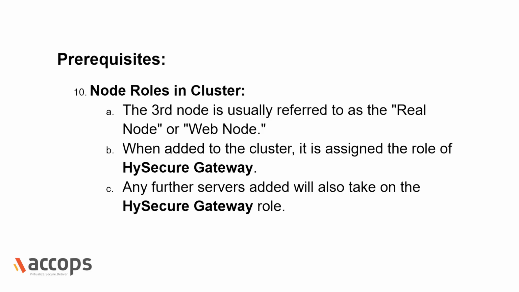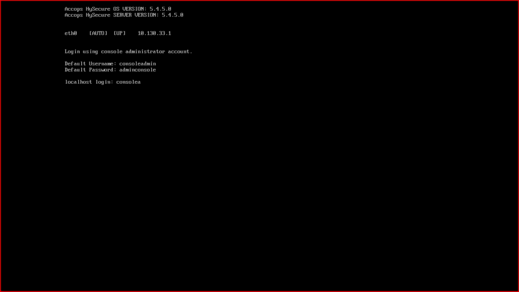In the cluster, the third node is typically called the real node or web node. When added, it assumes the HySecure Gateway role, and any further servers added to the cluster will also take on this role. Open the HySecure VM, which you want to set as primary server in the cluster.